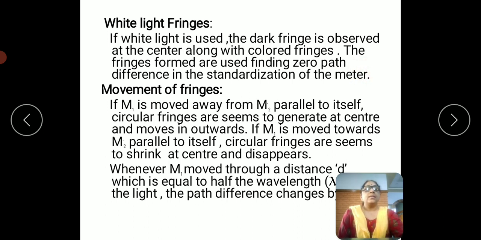Then let us see the movement of the fringes. What happens if M1 is moved towards or away from M2 dash?